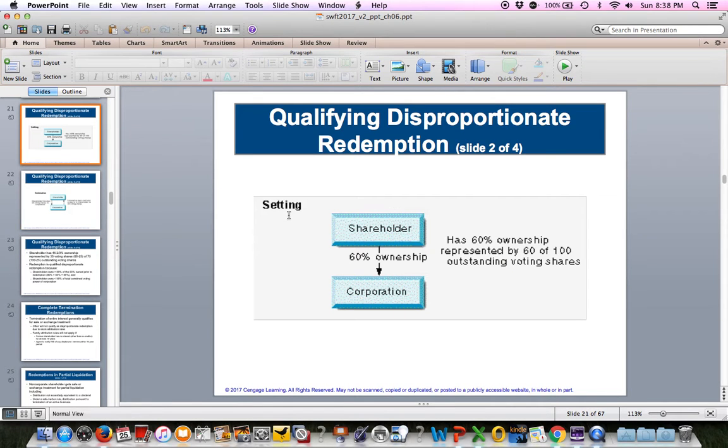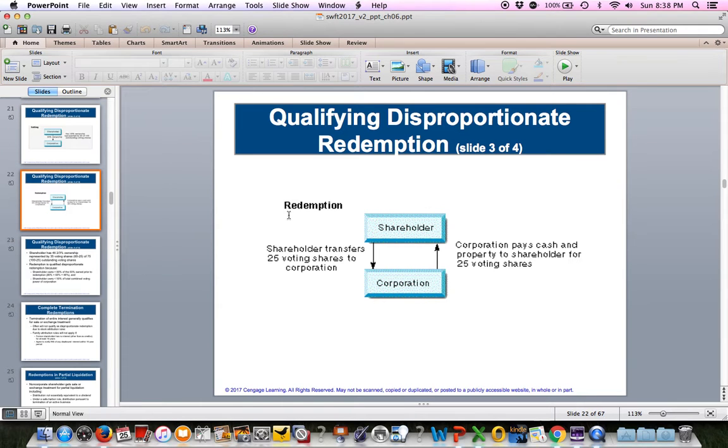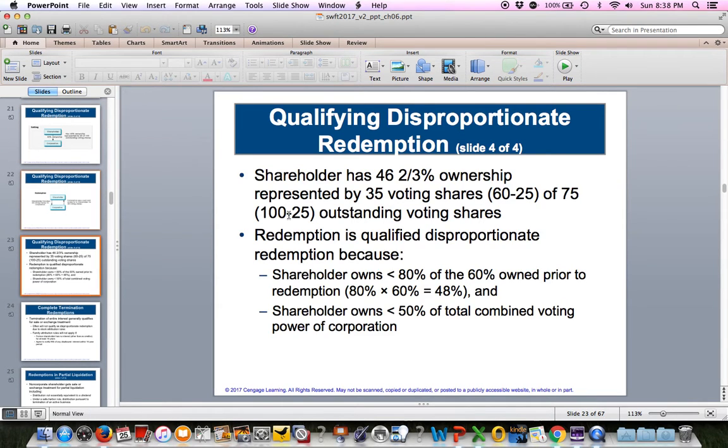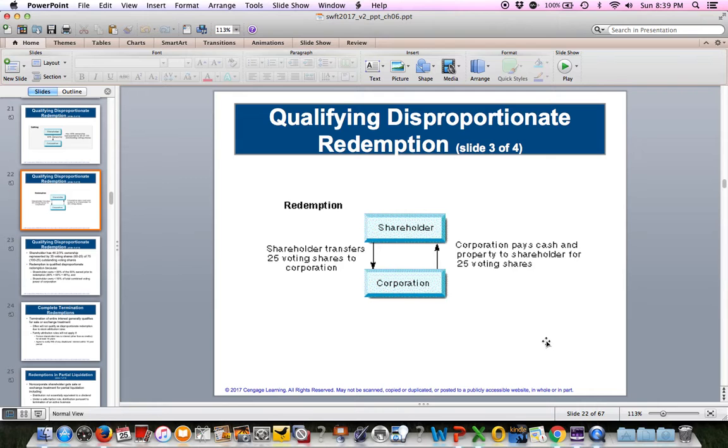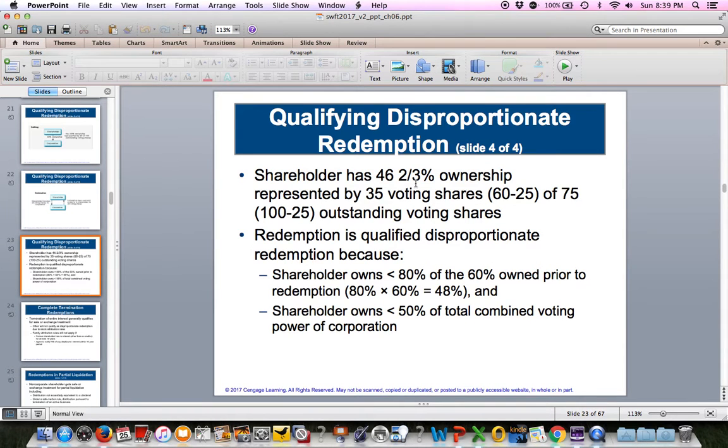You can see here that 60 shares is 60%, and then we did a 25 transfer. So 35 voting shares, and now there's only 75 total shares that can vote. Redemption is a qualified disproportionate redemption because the shareholder owns less than 80% of the 60% owned prior to the redemption, and the shareholder owns less than 50% of the total combined voting power of the corporation. So basically, how the ownership changed before and after the redemption. Before 60%, after it became 46 2/3%.